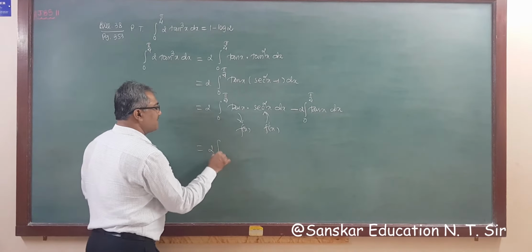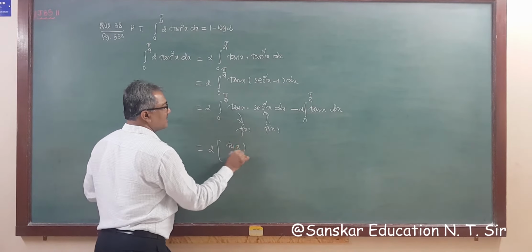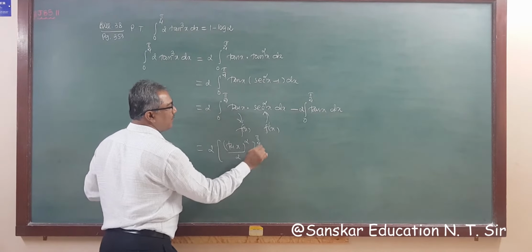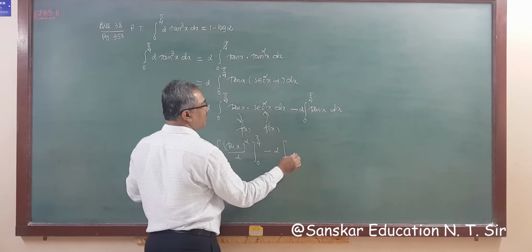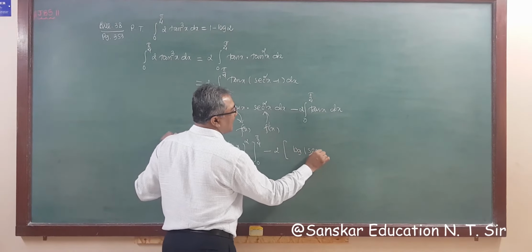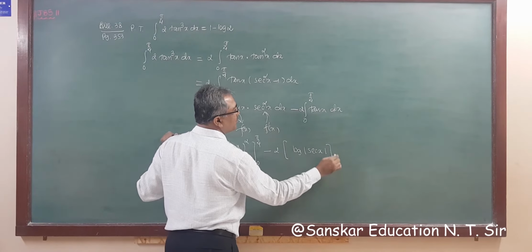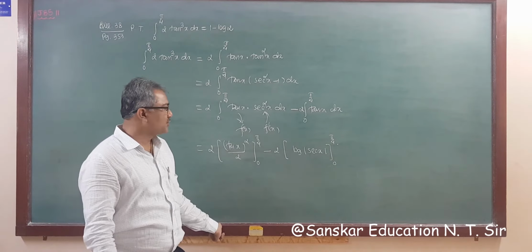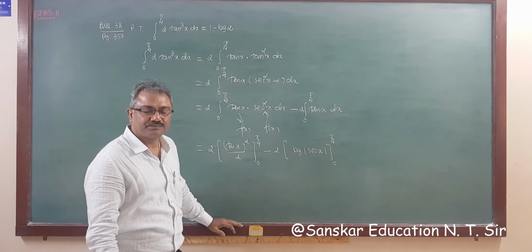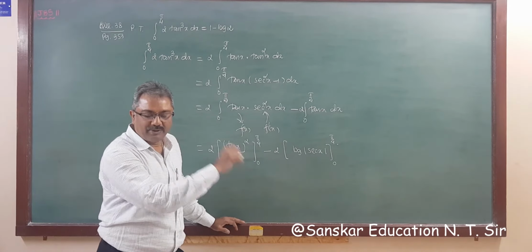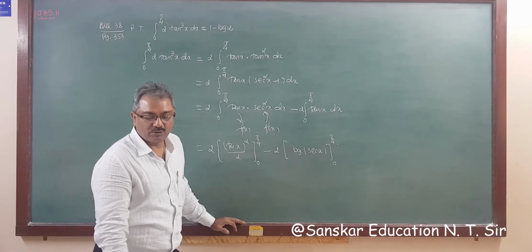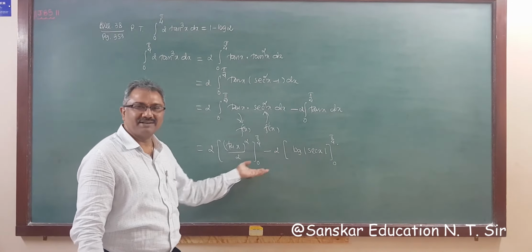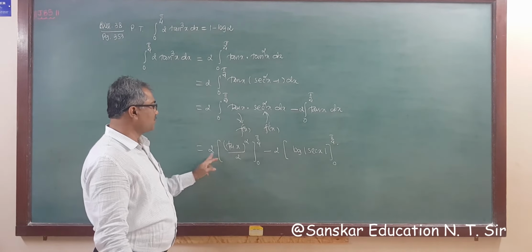So this is 2 times the answer of this, which is tan x whole square by 2, with limit from 0 to pi by 4, minus 2 times the integration of tan x, which is log mod sec x, with limit from 0 to pi by 4. So this is your answer. Got it? Anybody, any problem? I think these are very preliminary questions and formulas for you now. So this 2 will be cut.